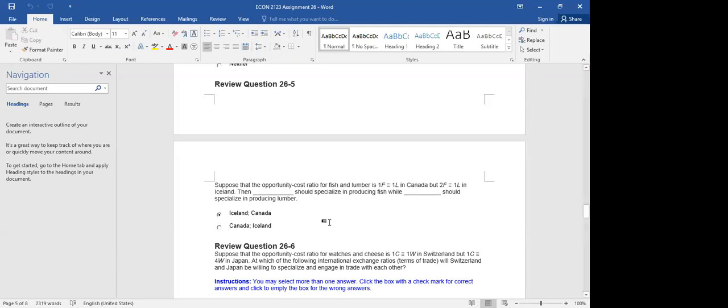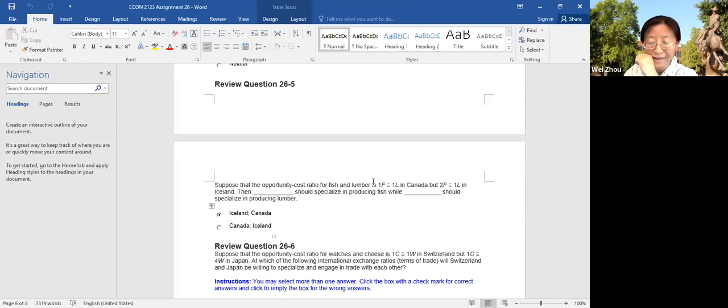Canada? Yes. Canada, 1 lumber only costs 1 fish. Iceland, 1 lumber costs 2 fish. So Canada costs less, only 1 fish to make lumber. So who should produce lumber? Canada. Okay, if Canada produces lumber, let's say Iceland.